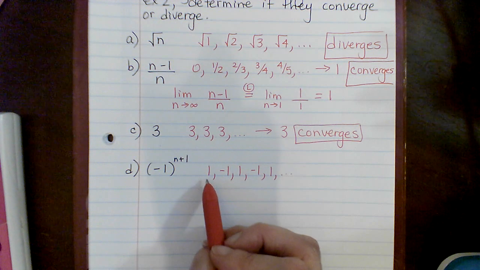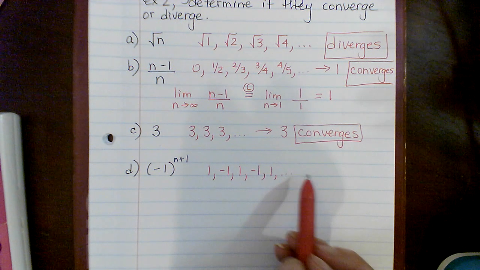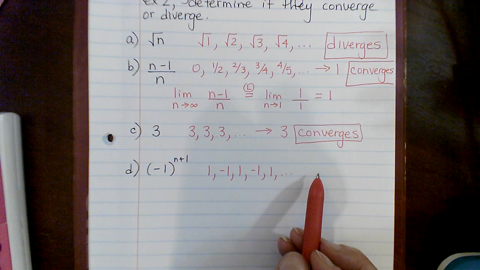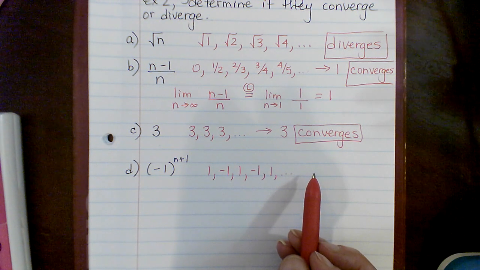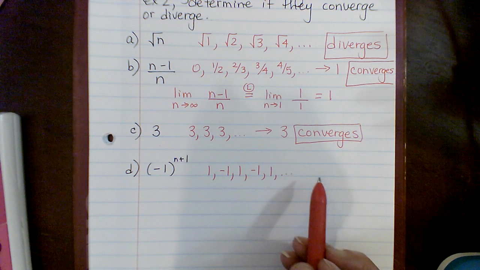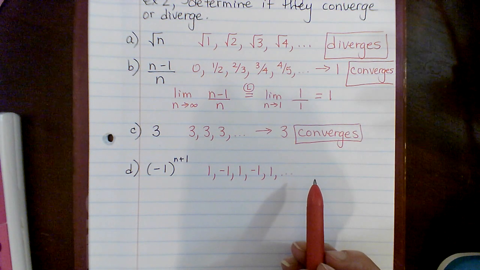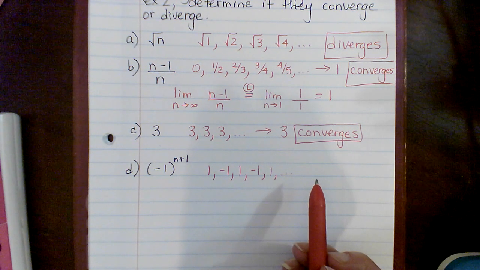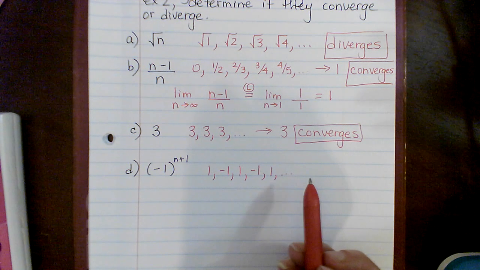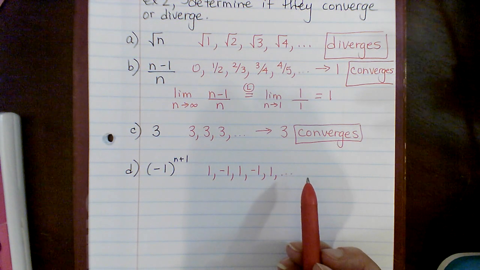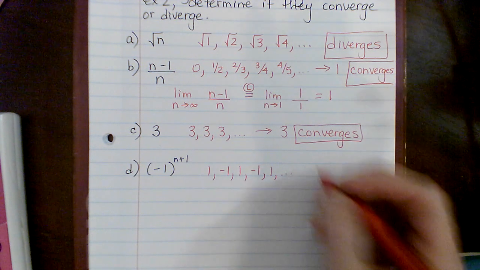Does this appear to be going toward one number? No, it's just bouncing back and forth between 1 and negative 1. It's not getting infinitely large without bound. It's not getting infinitely small without bound. So would you say it converges to 1 and negative 1? No, it can only converge to one number if it does converge. So because we don't have a single number, we say that this diverges.